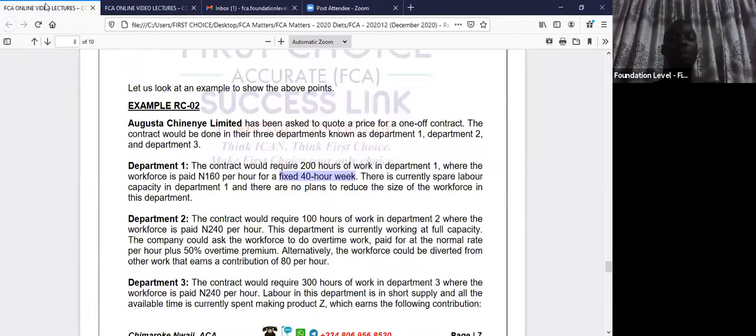So relevant cost is nil here in Department 1. So this 160 here is not relevant because they are in permanent employment, having spare capacity. So when we see that, we said nil. Let's get to Department 2.